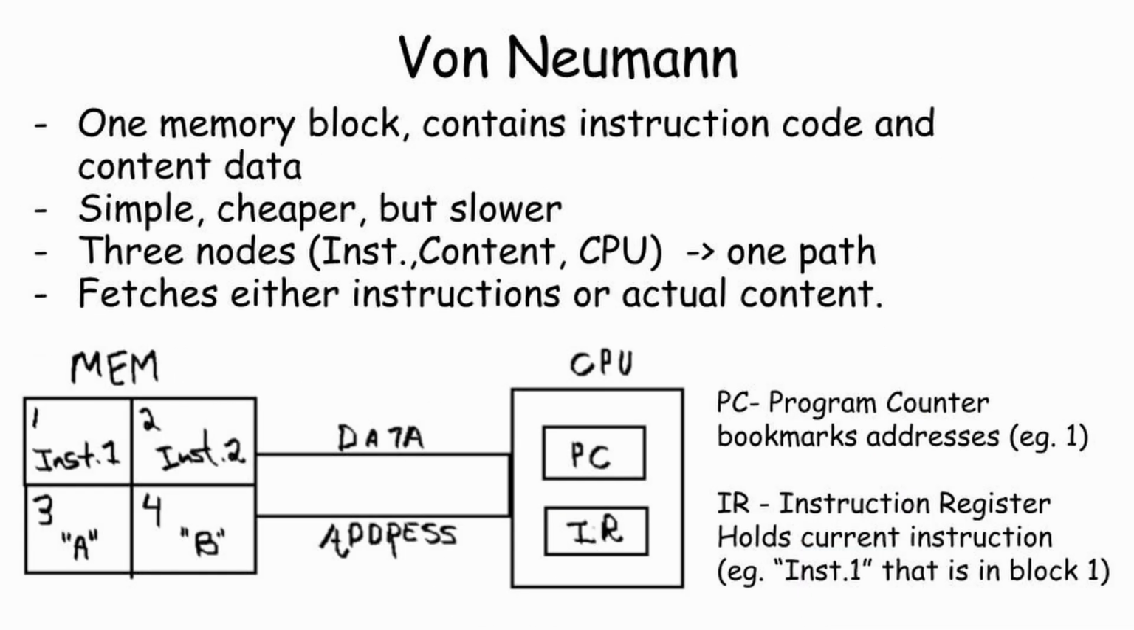Von Neumann has one memory block shared by instructions and data. Let's say the first row, first column of the memory block is called cell 1, that contains instruction 1, and right below it inside cell 3 has the letter B in it. They can't interact with the CPU at the same time because they share the same path, so they take turns. The program counter bookmarks addresses, the instruction register holds the current instruction. In short, it's simple and cheap, but slow since only one thing can happen at a time.